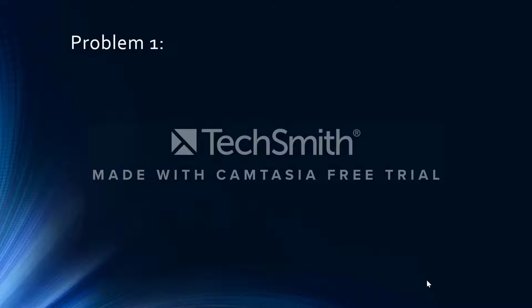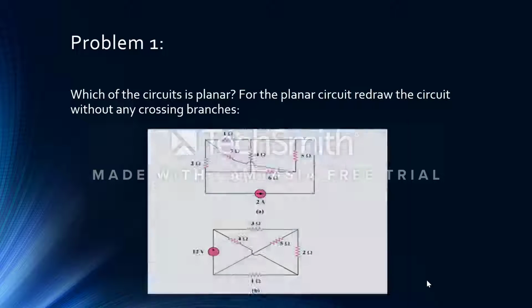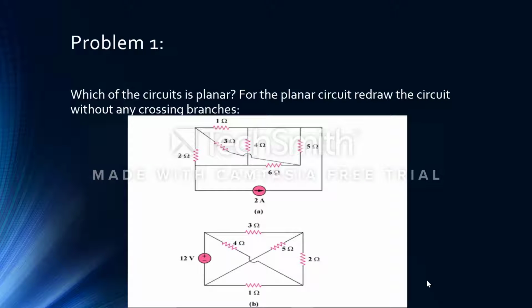So here's our problem 1. Problem 1 states: which of the circuits is planar? For the planar circuit, redraw the circuit without any crossing branches. So here are the two circuits.